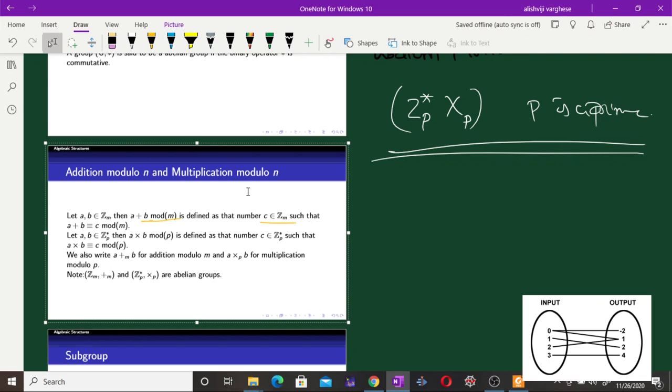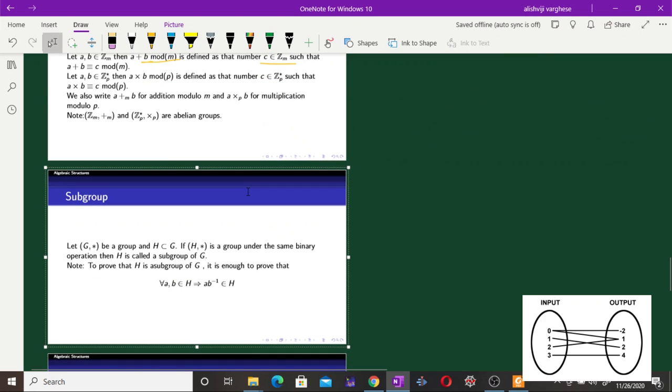That's the concept of addition modulo M and multiplication modulo N. These operations are very important, and they have a lot of applications in computer science, and therefore that is important anyway.